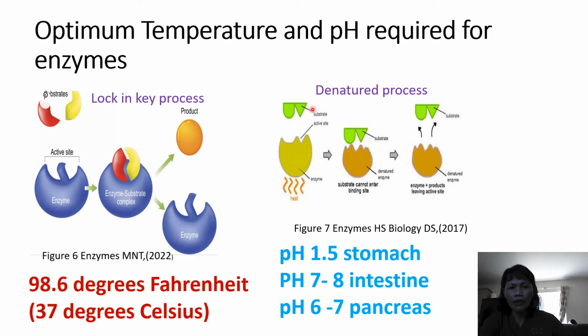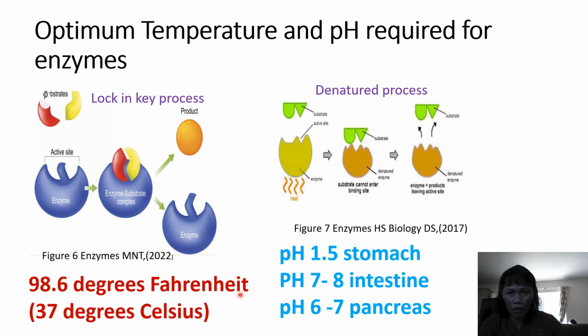Optimum temperature and pH required for enzymes. Most enzymes have an optimum temperature of 98.6 degrees Fahrenheit, equivalent to 37 degrees Celsius. In addition, it requires an optimum pH, which depends on the enzymes, location, and activities. When the temperature is low, enzymes may still work, but slower.